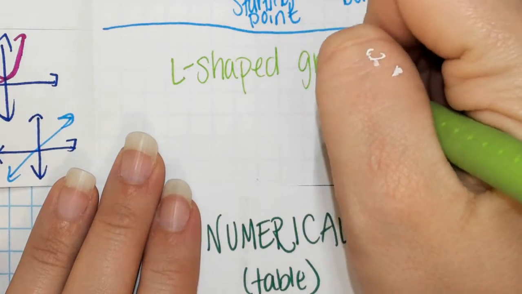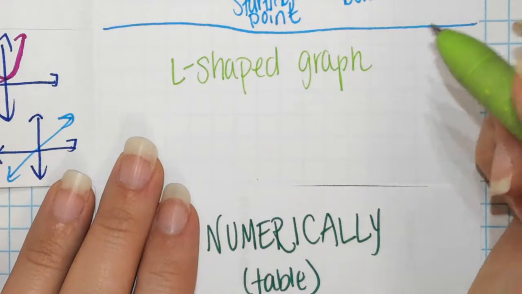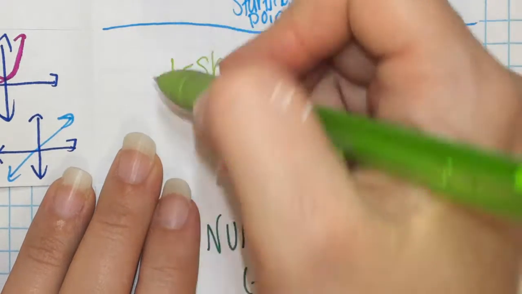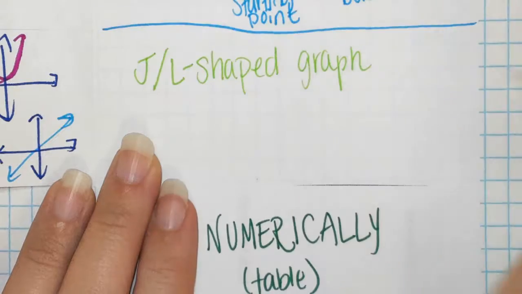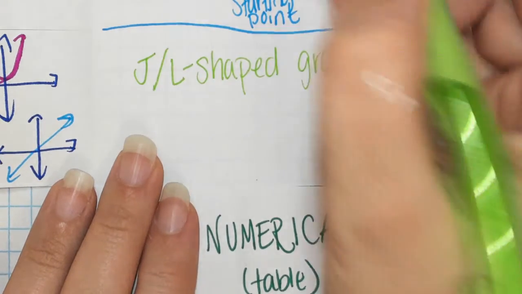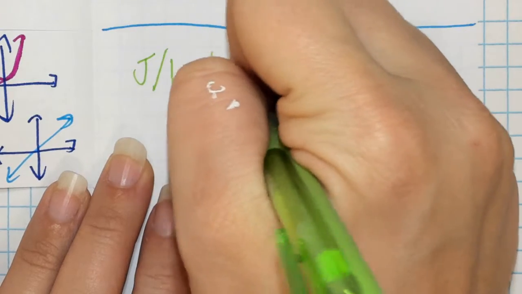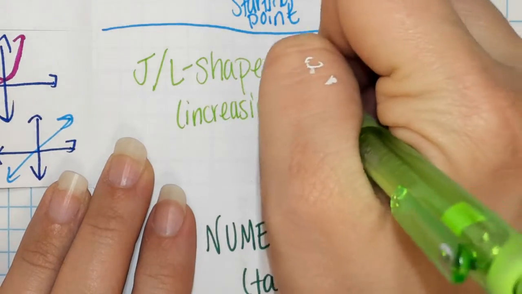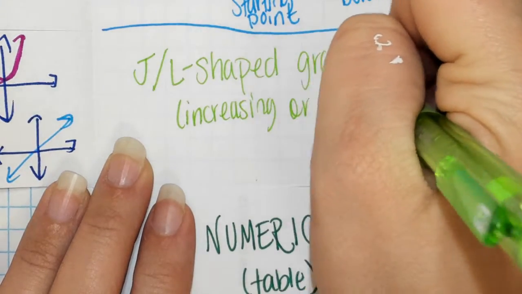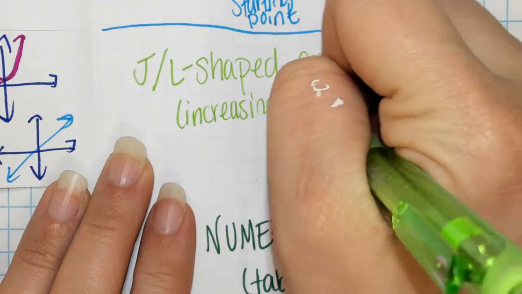L-shaped graph. Or a J. A J or L-shaped graph. It has an increasing or decreasing slope.